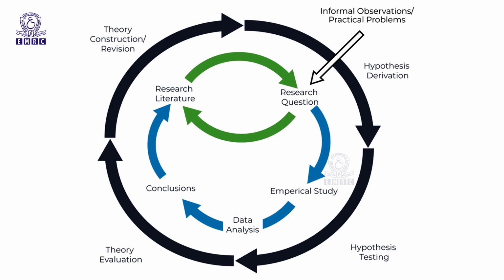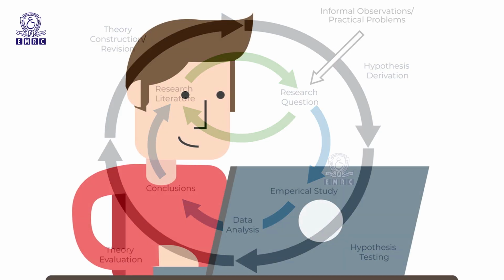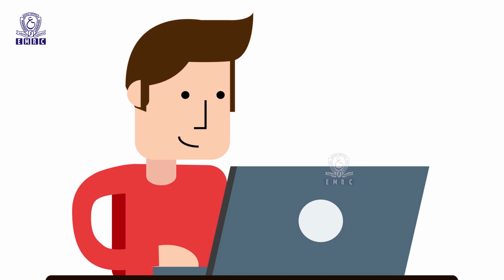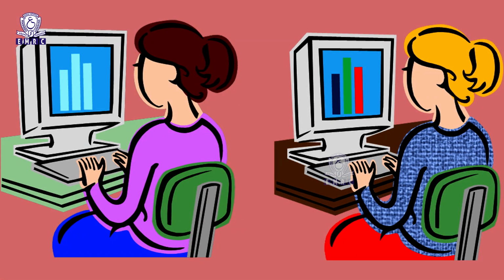The figure also indicates that research questions can originate outside of this cycle, either with informal observations or with practical problems that need to be solved. But even in these cases, the researcher would start by checking the research literature to see if the question had already been answered and to refine it based on what previous research had already found.